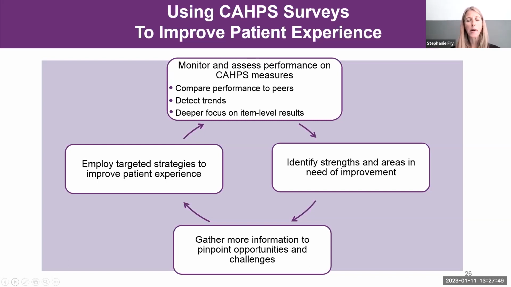And this is where we talked about the importance of the composite reporting, where you have multiple items that roll up together to assess something like communication. If you find your communication scores aren't what you would like them to be, it's time to dig into those and look at the individual item level scores to see where there may be room for improvement.